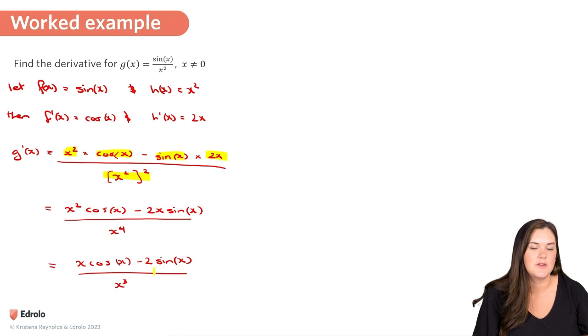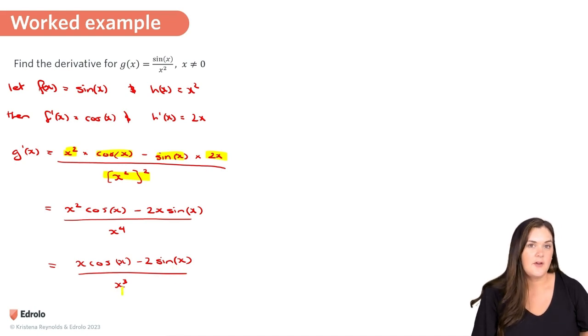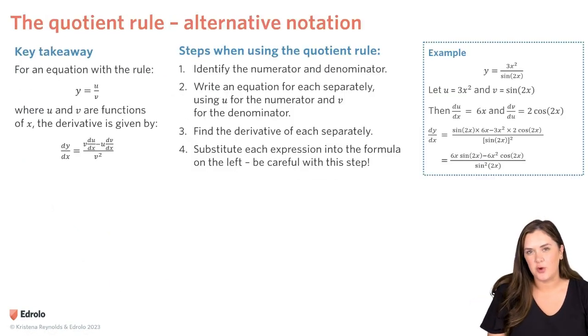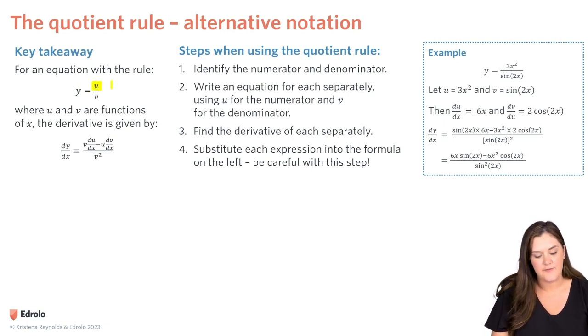So it just becomes negative 2 sine x, and then we have to get rid of an x down the bottom. So instead of x to the power of 4, it is x to the power of 3. So here's an alternative notation for you. Before we were looking at function notation with f of x and g of x, but here we're just using y, u, and v. So firstly, our numerator is just going to be u, and our denominator will be v.